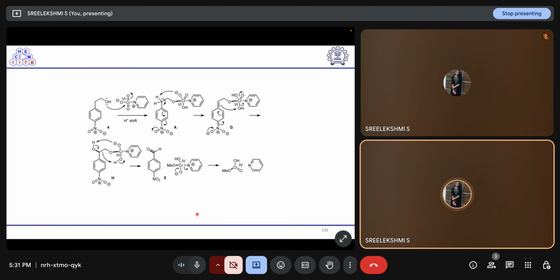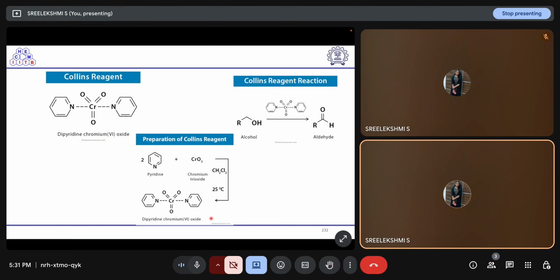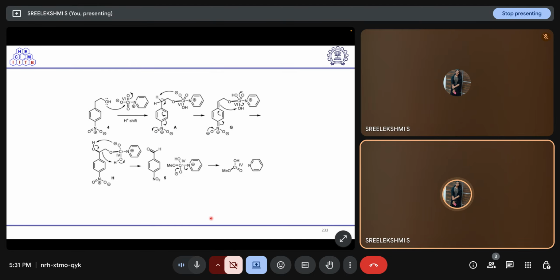It is basically used for the oxidation of alcohols into aldehydes or ketones, depending on whether the substrate is primary alcohol or secondary alcohol. And this is the mechanism of reaction. First, from this alcohol, this oxygen lone pair will attack over this chromium, and this bond will shift to oxygen to form this intermediate. Then one of the protons from this position will come over here, this will come over here, and this will move here.